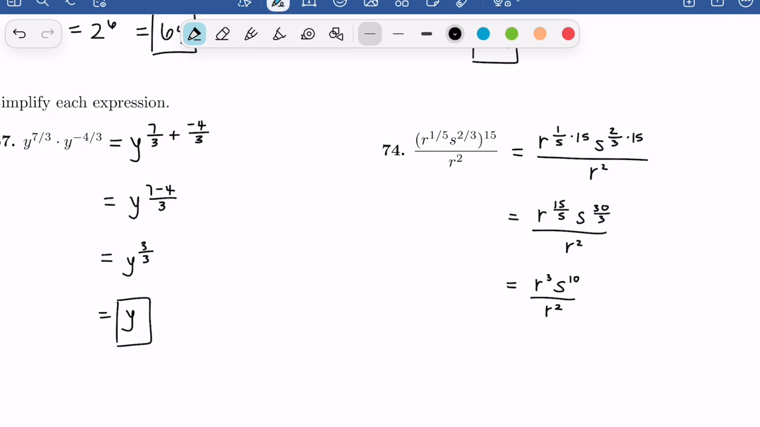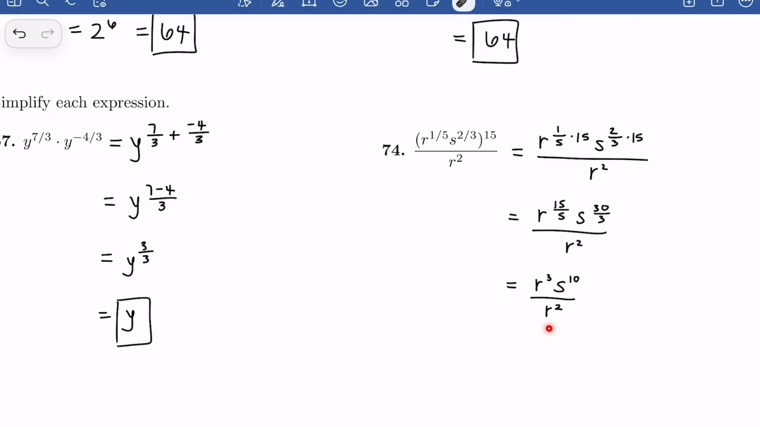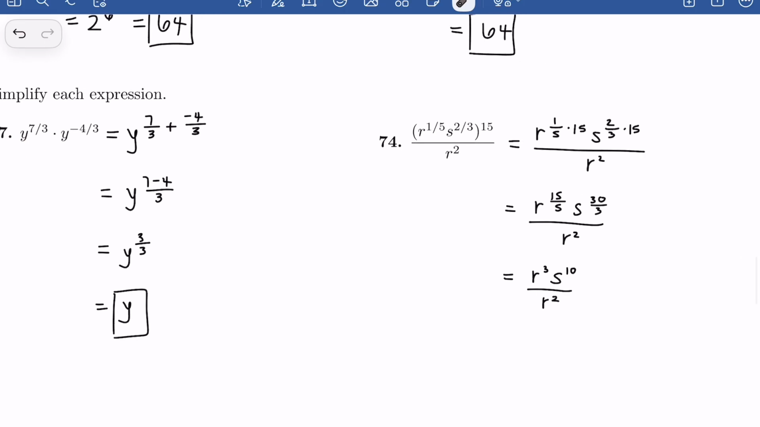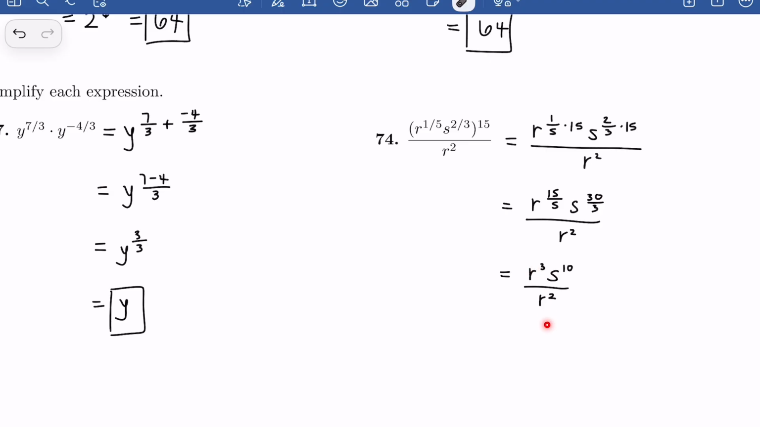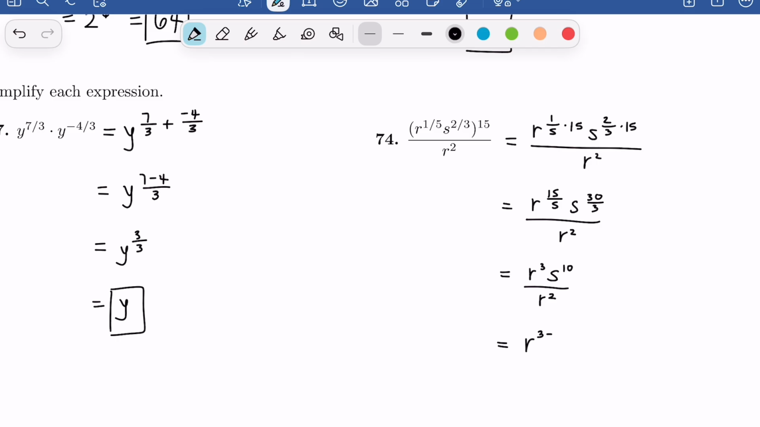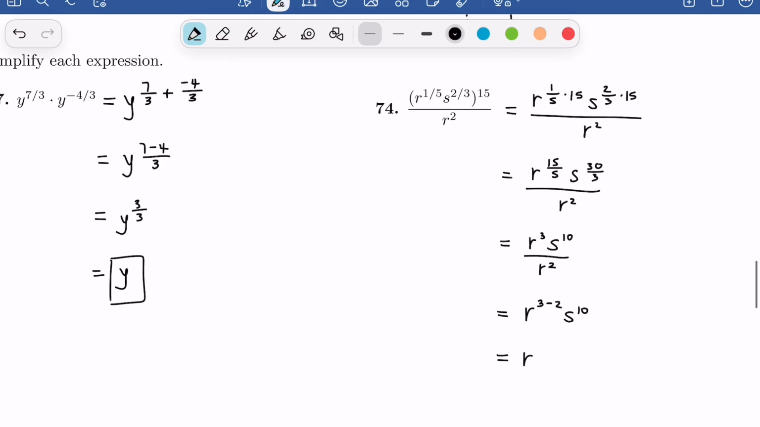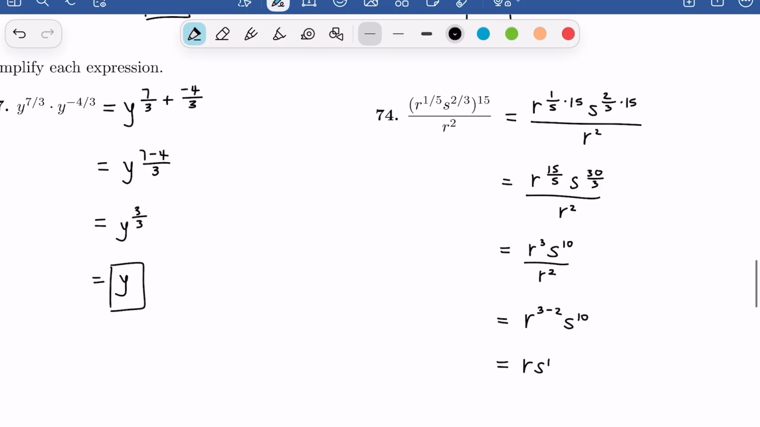Okay, so we simplified the numerator. Now we need to simplify this entire thing. Well, we're going to look at our quotient rule here. It's similar to our power rule that we saw in this first example. But if we're going to be dividing two exponential expressions that have the same base, what we can do is subtract their exponents. So this is going to be the same thing as r raised to the 3 minus 2. And then we still have this s guy here. They have different bases, so we can't combine the s with the r. This is going to be r raised to the first power times s raised to the 10th power. And that's as far as we can simplify it.